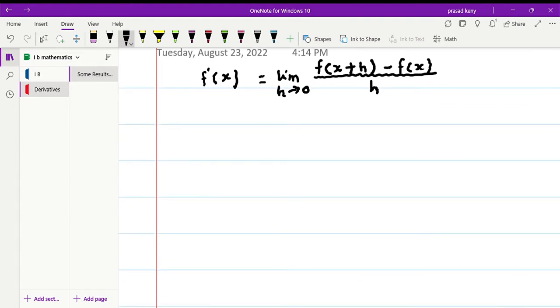The first one is the derivative of a constant function is 0. That means I can say d by dx of k, where k is a constant, equals 0.